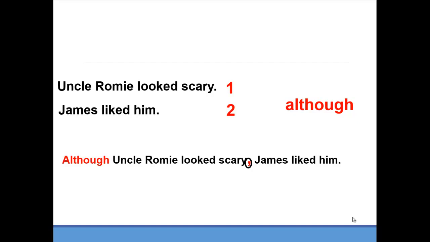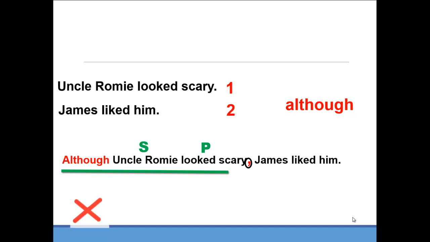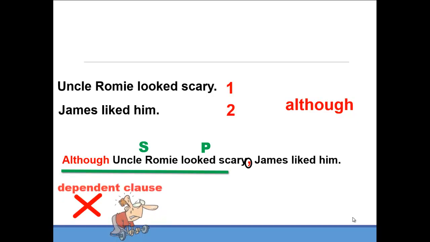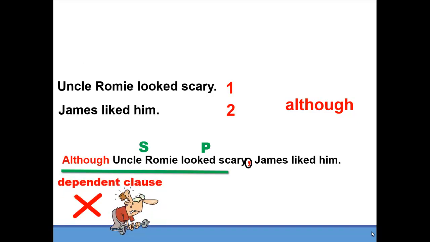Great. Let's check the first part. Although Uncle Rumi looked scary. Uncle Rumi is the subject. Looked scary is the predicate. Can we use this part of the sentence alone? Although Uncle Rumi looked scary. What happened? We don't know. So can this part of the sentence be used without the other part? No. Great, that's why we call it the dependent clause. What about the other part? James liked him.